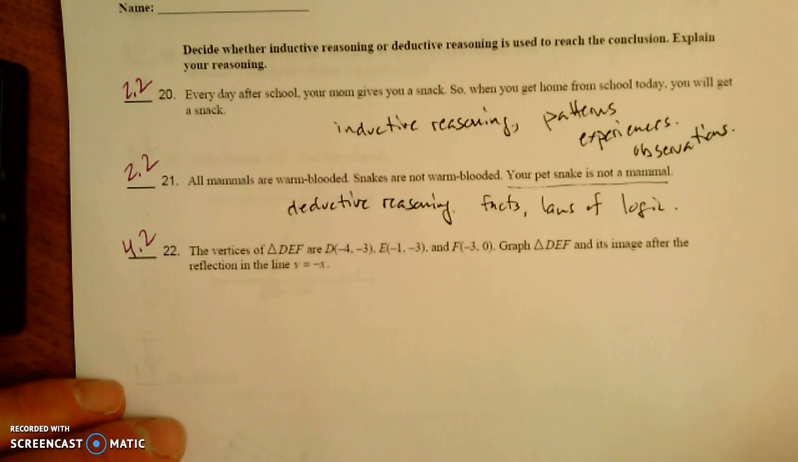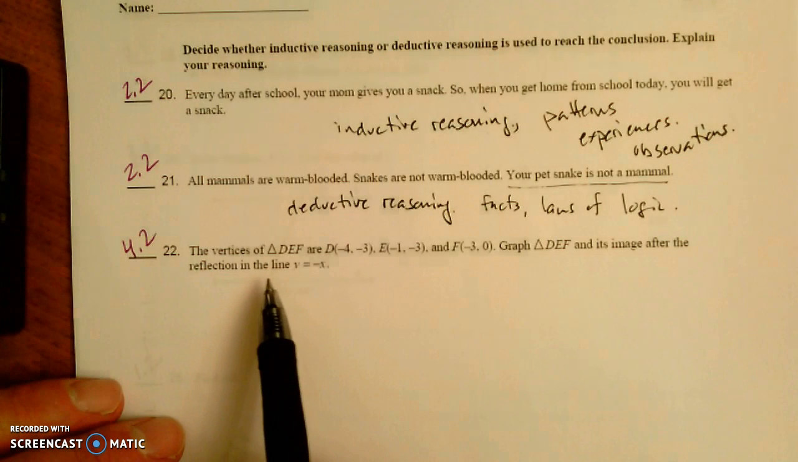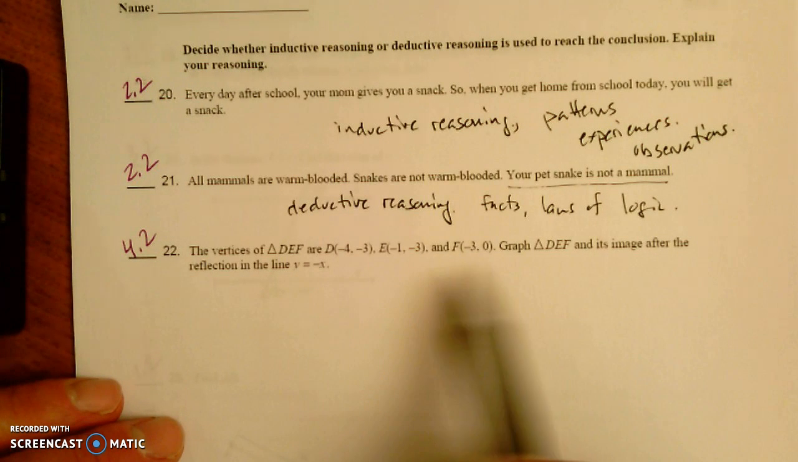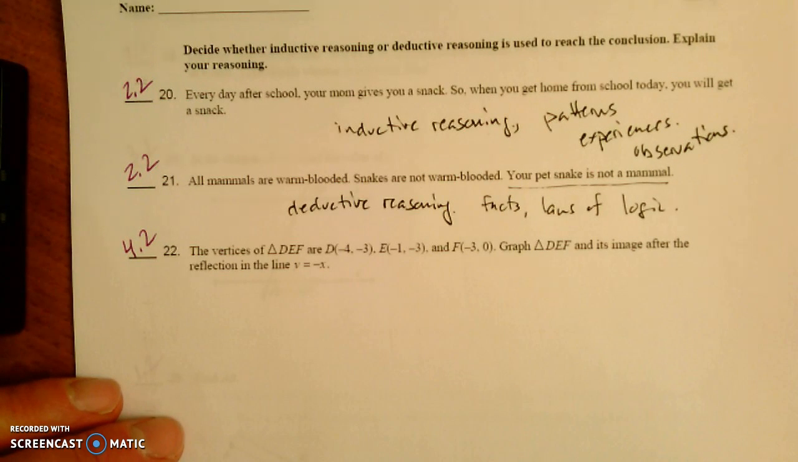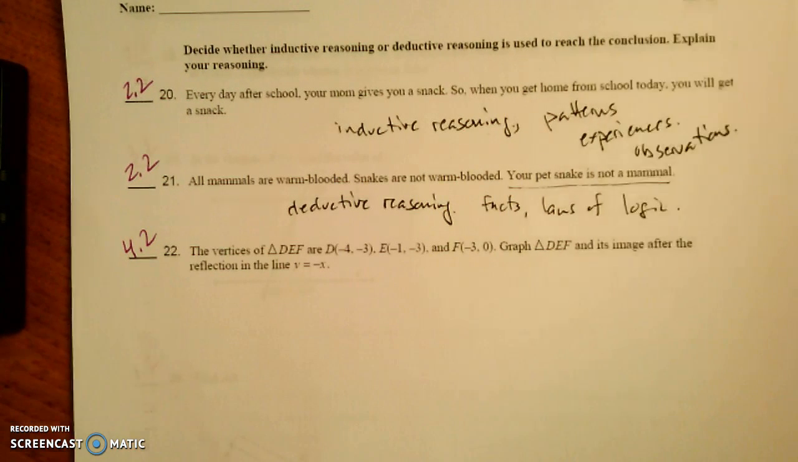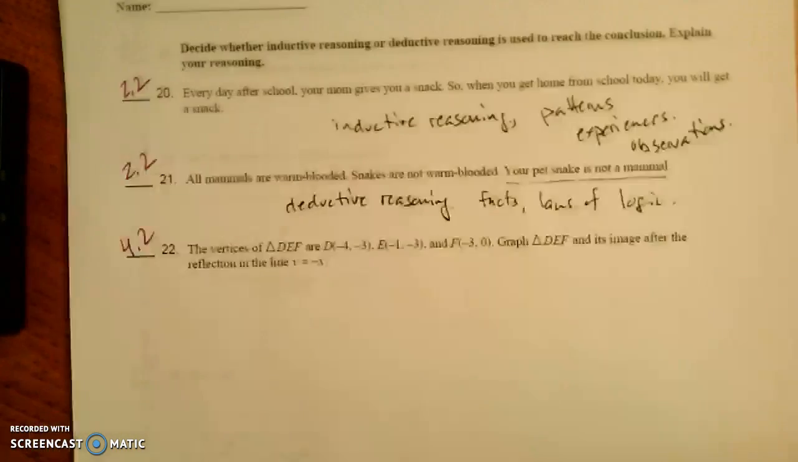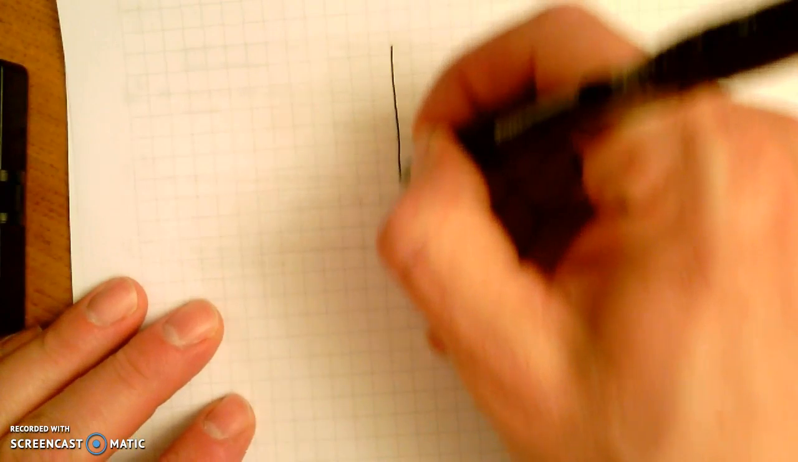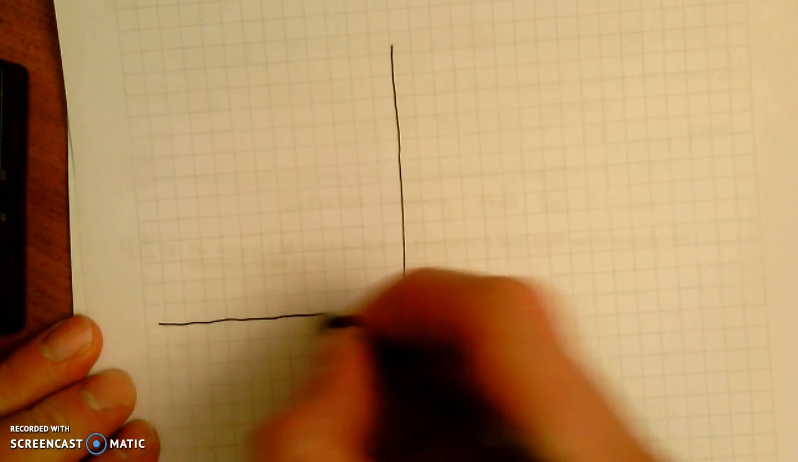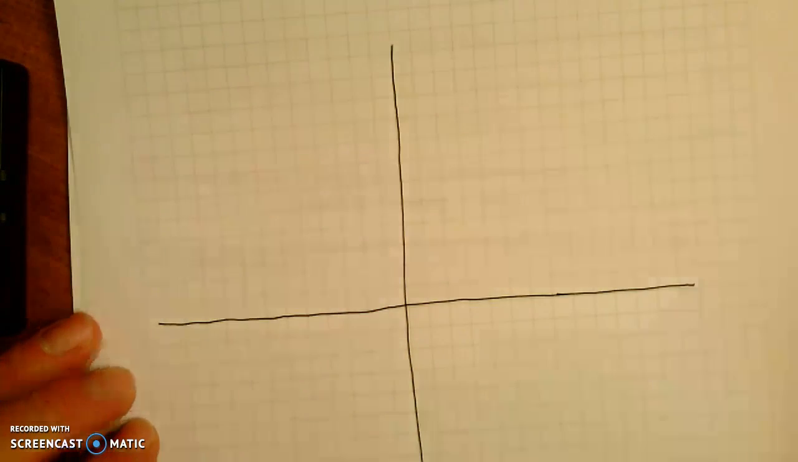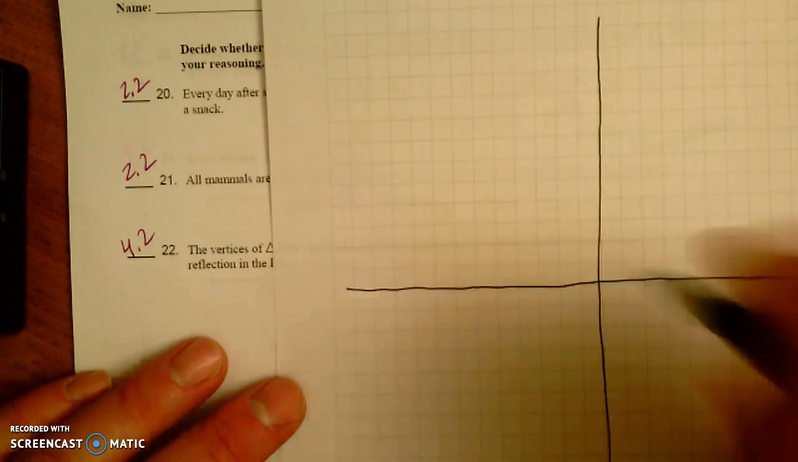Okay. Next up, the vertices of triangle DEF are D, E, and F. They give them to you there. Graph DEF and its image under the reflection in the line y equals negative x. Let's take a look here. I'm going to pull out some graph paper. We're going to make our coordinate axes here.